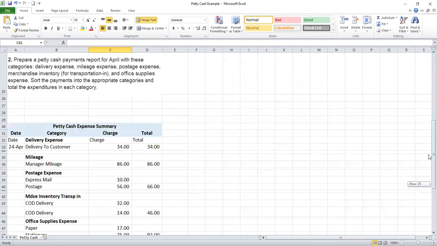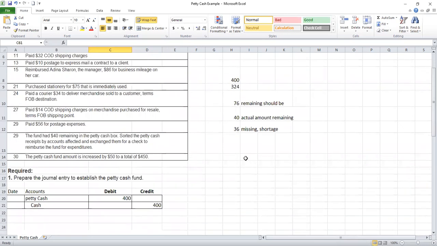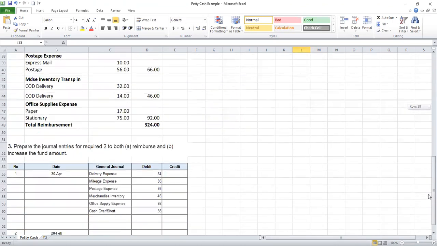Now there could have been a weird circumstance where we should have $50 remaining, but we actually have $80 remaining. So we have more remaining than we should have. That's called an overage. So we would have a $30 overage there, and we would credit that to cash over short. It's one account that does both jobs. It's like a balancing account. It helps you balance your petty cash.